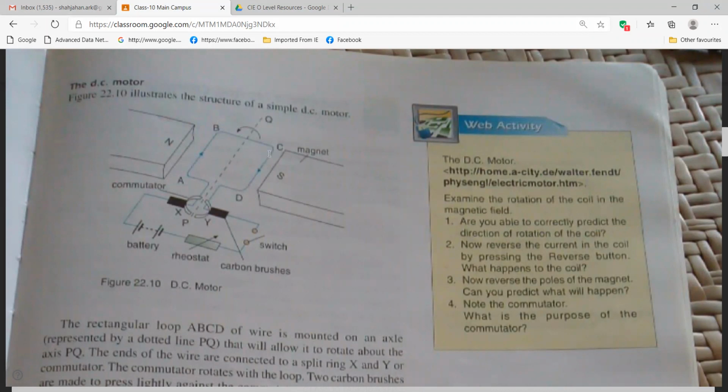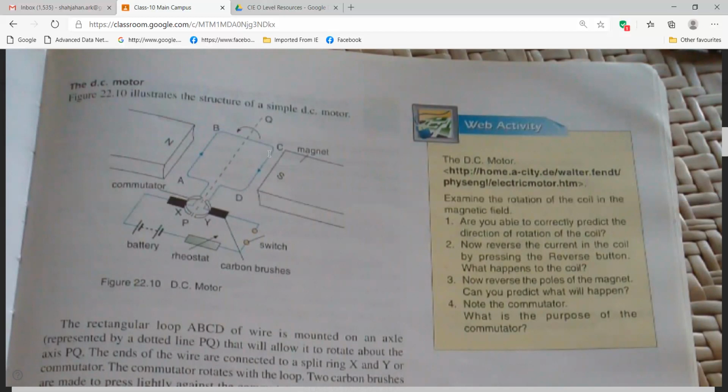Then, applying Fleming's left hand rule, part AB of the wire moves inwards. Number 3: again, part CD of the wire moves outwards. Number 4: if the number of turns is more, then more magnetic field lines will be cut, which will give a greater turning effect force.